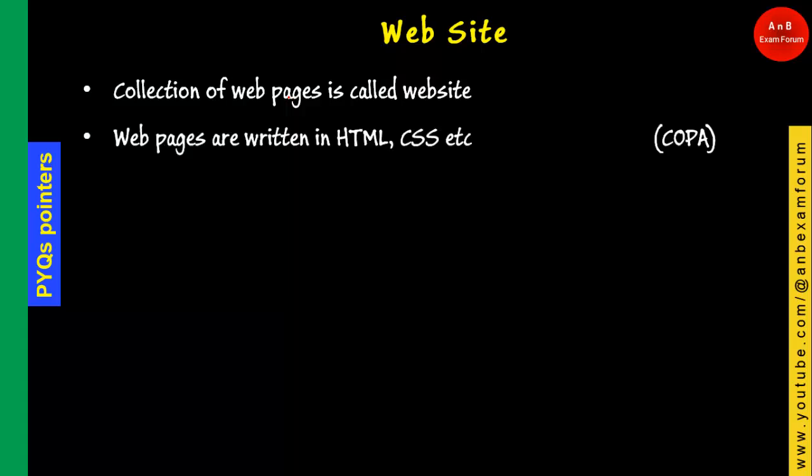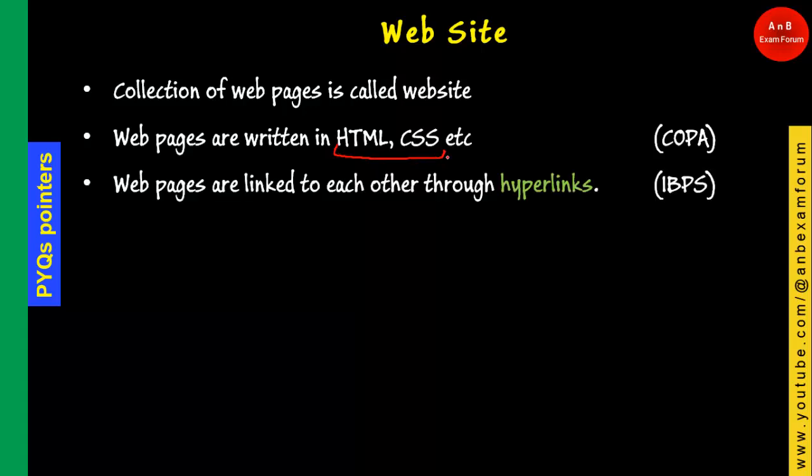Okay, so the website is basically made up of web pages which are interlinked to each other through hypertext. Okay, and the next pointer is that these web pages are written in these languages. It is normally HTML and CSS, hypertext markup language, and CSS. Okay, so web pages are written in these languages.